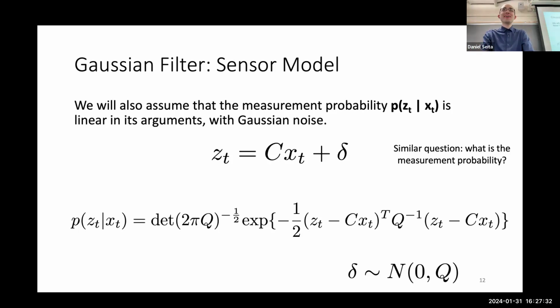Did you have a question? That term on the right side, that whole Gaussian equation, that's the same as writing... It's the same as N(Cx_t, Q), with C x_t for the mean and Q for the variance.